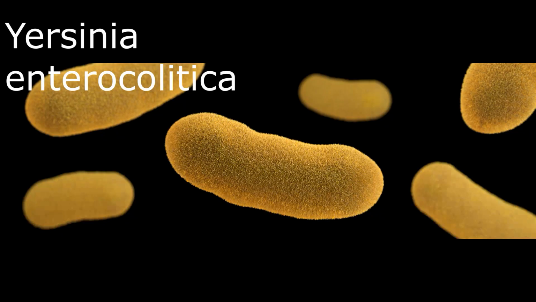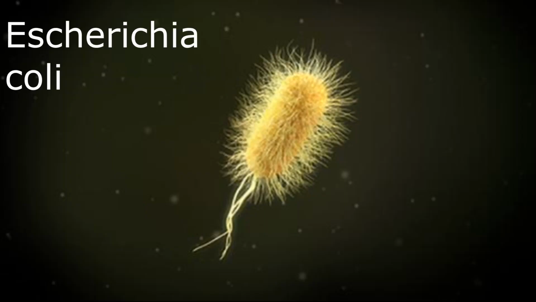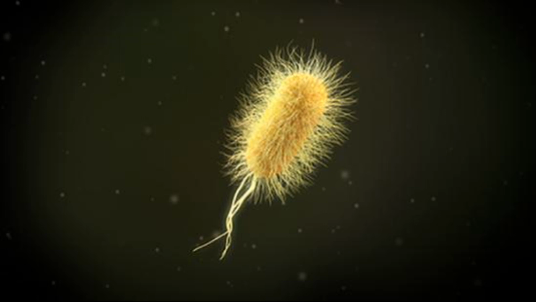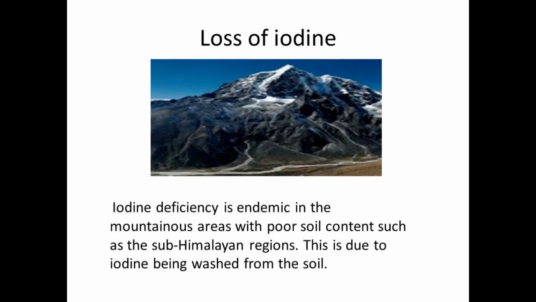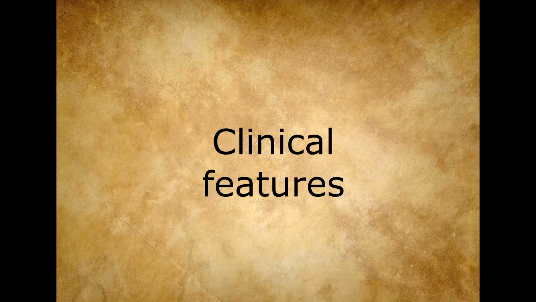Bacteria like Yersinia enterocolitica and E. coli possess cell membrane similar to TSH receptors. The antibodies produced to these microbial agents cross-react with TSH receptors and thereby affect the thyroid follicular cell. Iodine supplementation in iodine deficient areas like hilly regions triggered the development of thyrotoxicosis in patients who have pre-existing subclinical Graves' disease. Clinical features are similar to hyperthyroidism.